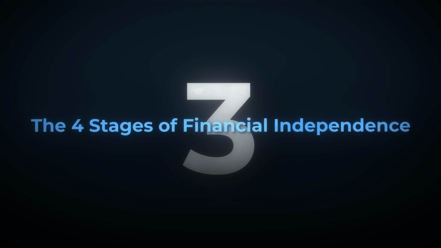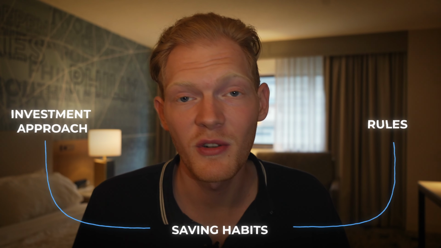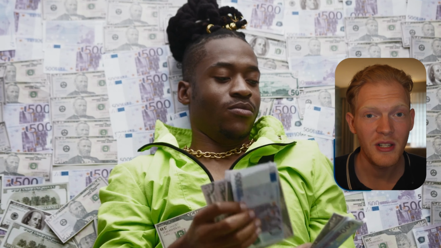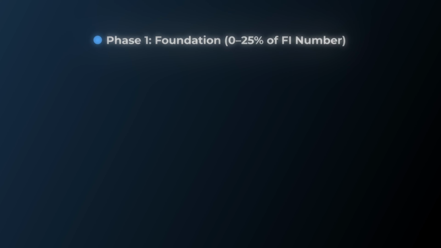Most people approach financial independence with a one-size-fits-all strategy. Same investment approach, same saving habits, same rules from start to finish. But the truth is, your strategy should evolve as you go. Your financial game plan needs to adjust based on where you are on your way to freedom. So let's walk through the 4 phases with examples so you can see exactly where you are and how to move faster. Phase 1 is foundation.